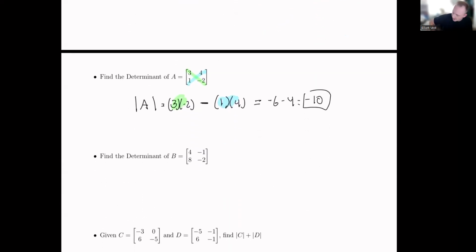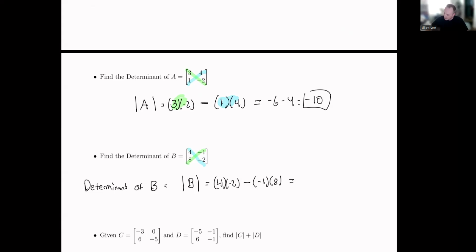We'll do a couple more here. Find the determinant of B when B is equal to 4, negative 1, 8, negative 2, as a matrix. So when I say determinant of B, this is the set of symbols I use to find the determinant of B. And again, I multiply diagonal minus multiply diagonal. So 4 times negative 2 minus negative 1 times 8. Again, you can just flip them however you want, as long as you're multiplying the right numbers together.